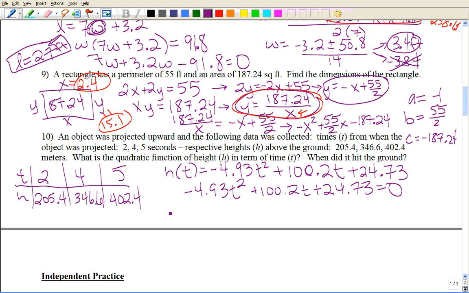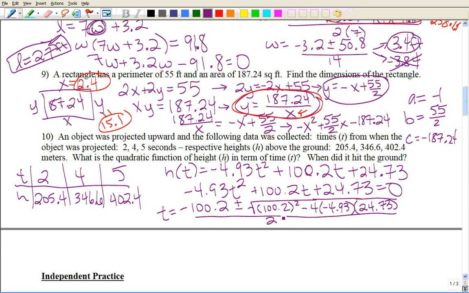So we'll get negative b. So if we want to figure out at what time, we'll take negative b, negative 100.2, plus or minus the square root of b, which is 100.2 squared, minus 4 times a, which is negative 4.93, times c, which is 24.73, all over 2 times a, which is negative 4.93. Then you'll end up with a time value of 20.6 seconds.